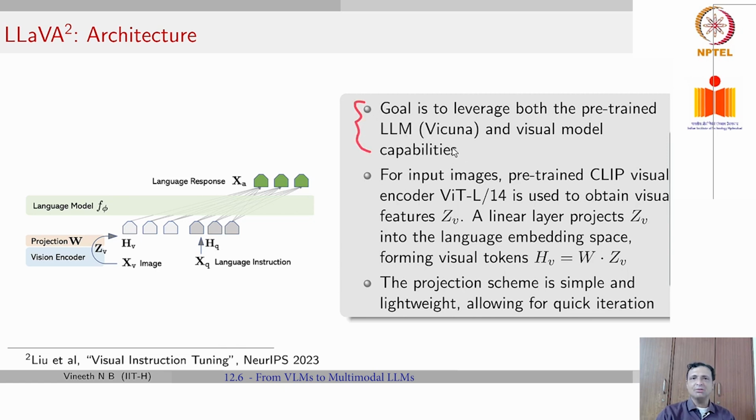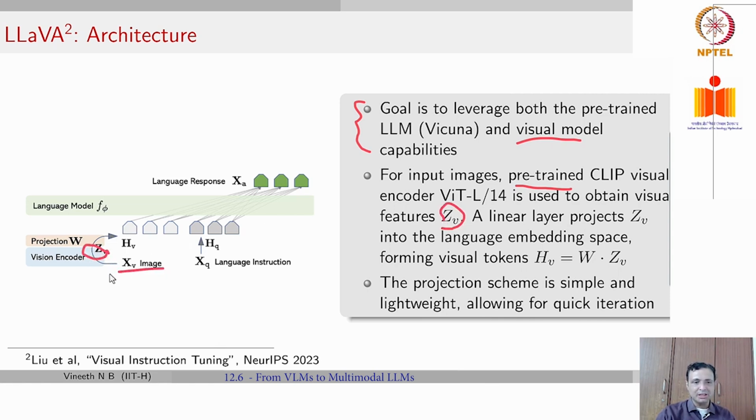They use Vicuna. Vicuna is an open sourced version of Llama. We saw Llama as an LLM that was developed by Meta. Vicuna is an adapted version of Llama. That's the LLM they use, and they'd like to leverage the LLM and a visual model's capabilities to do reasoning on images. For input images, a pre-trained CLIP visual encoder is used to obtain features ZV. You can see that here too.